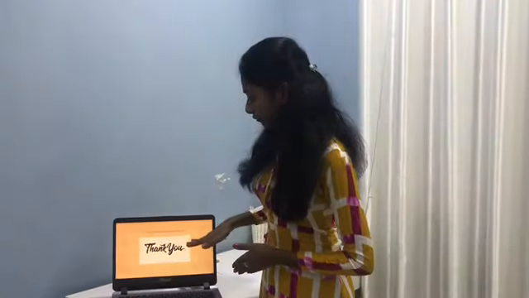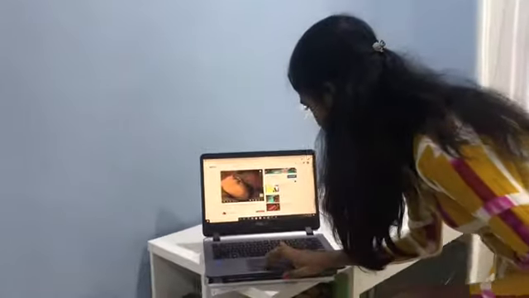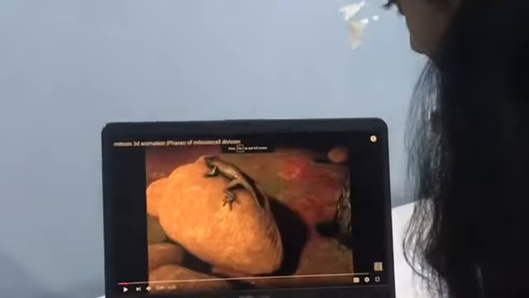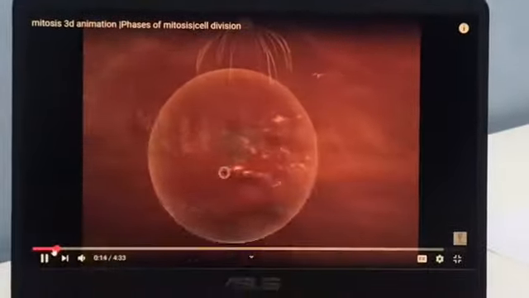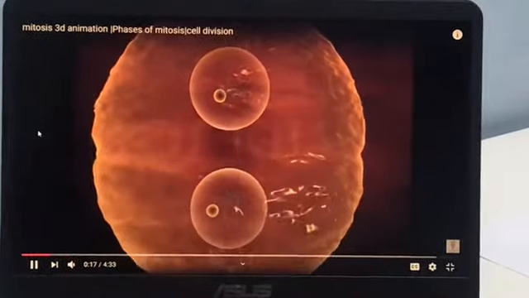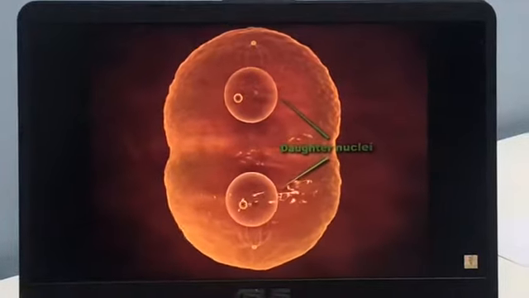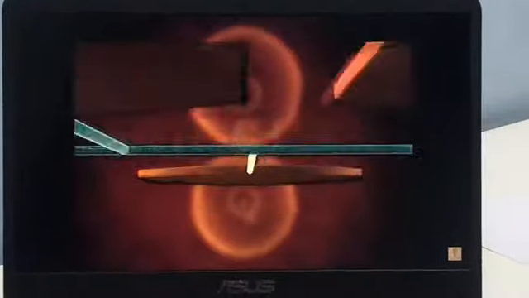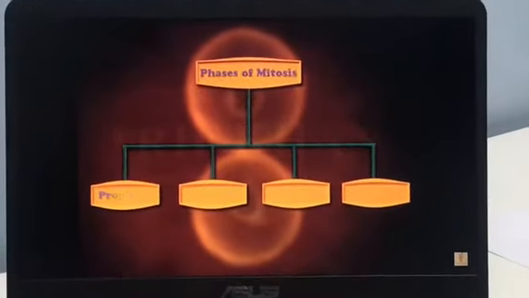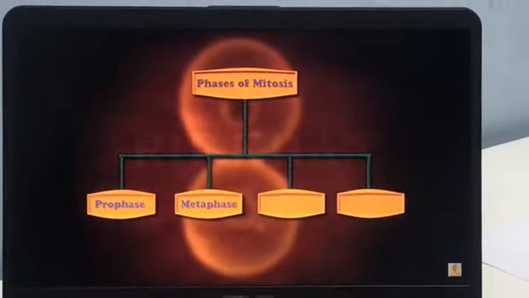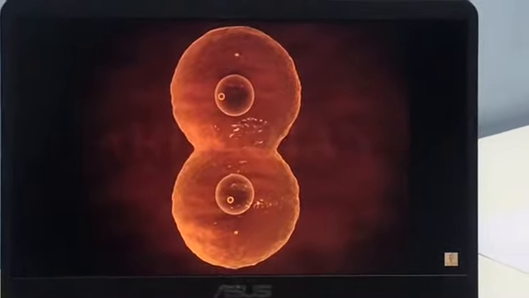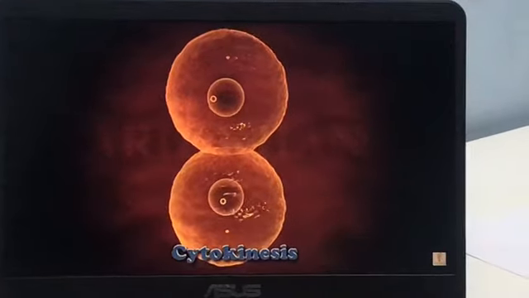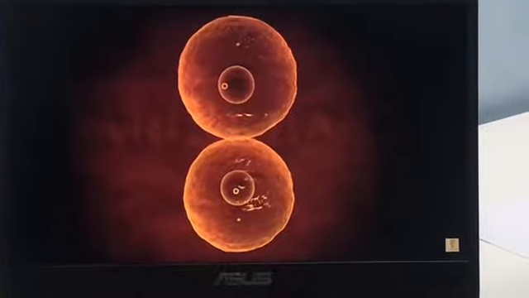Okay, if it's like that, we watch a video about mitosis. Mitosis is the separation of nuclear chromosomes into 2 identical daughter nuclei. It is divided into 4 key phases: prophase, metaphase, anaphase, and telophase. An additional phase called cytokinesis occurs after the complete nuclear division.